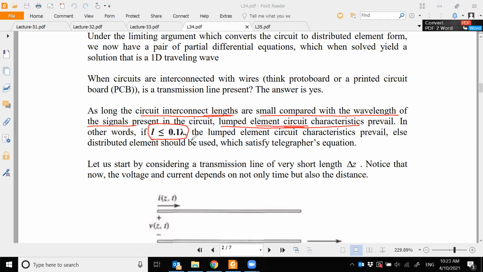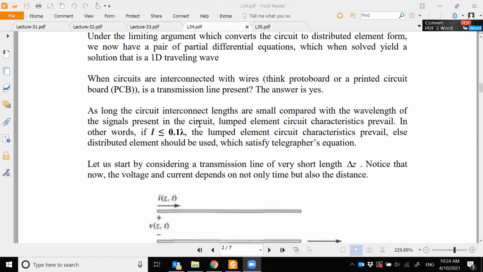But if this isn't satisfied, where your interconnecting lengths are way greater than 0.1 lambda, then we cannot use the lumped circuit theory, and we have to use the distributed element circuit theory. This is very common for our power transmission lines because we are carrying the power for hundreds of kilometers, so these conditions are not satisfied.